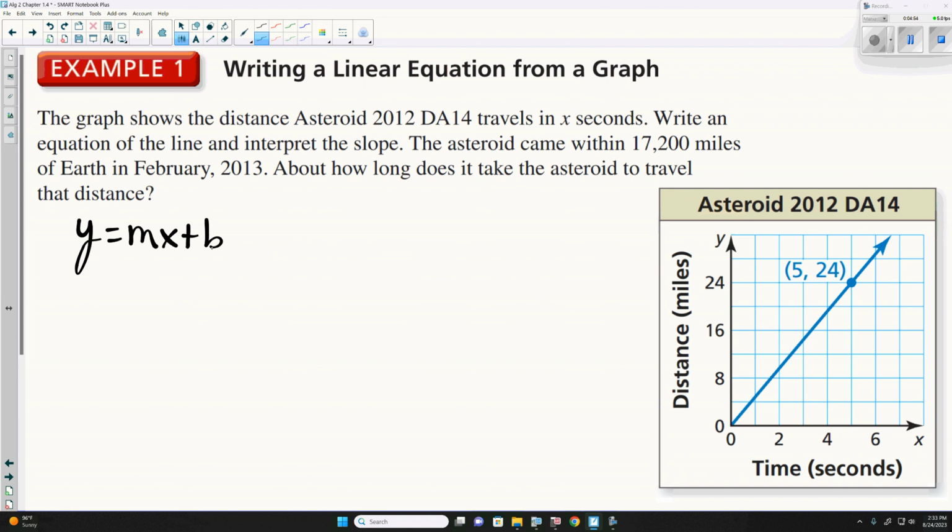y-intercept. Now, looking at the graph that they gave us, they explicitly gave us one point, (5, 24). They told us that's one of the points by the graph, but didn't exactly label it in particular. What's another point on the graph? There's one nice one.